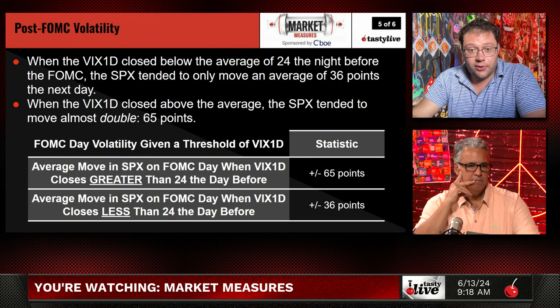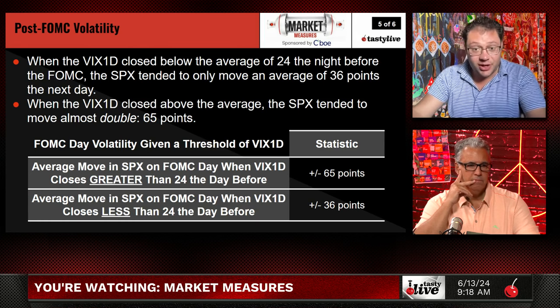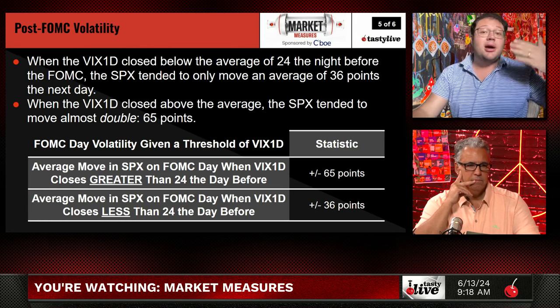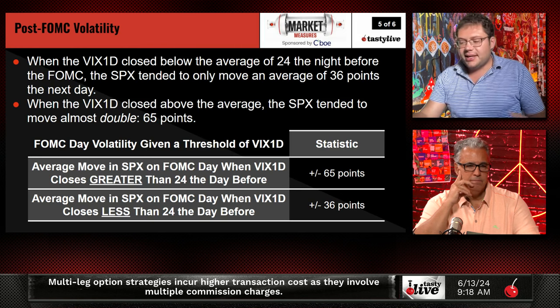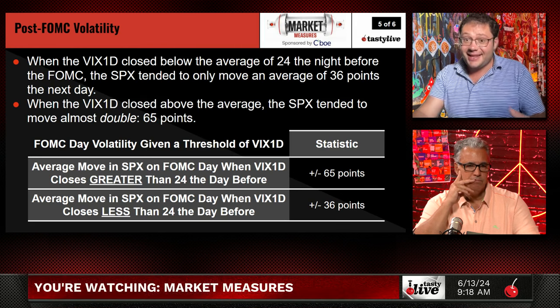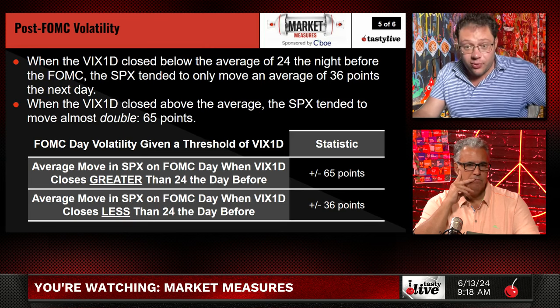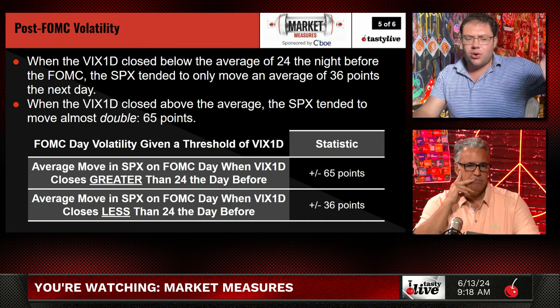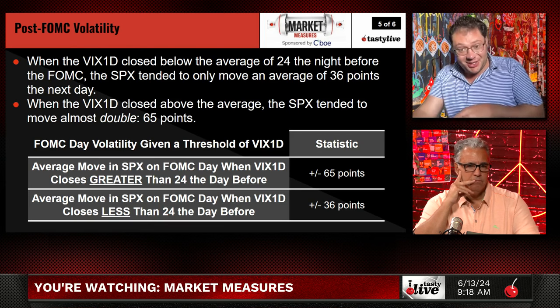Now, yesterday we had the VIX 1D close below average. We got an actual move of 45 points. So it was a little bit greater than the 36 points that we would see if it closed below average, but it's still pretty close, right? And the point here is that if you are trading these FOMC report days, it does actually pay. There is some correlation to what the expected move was, whether you look at the VIX 1D or the expected move in the options. That does actually correlate to what you're actually going to see tomorrow.